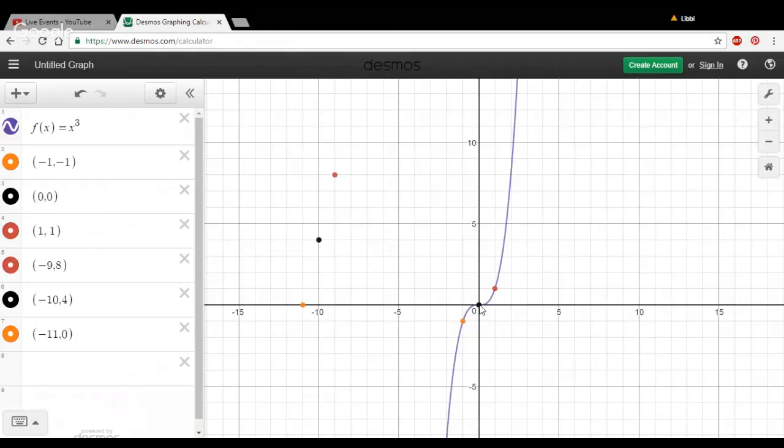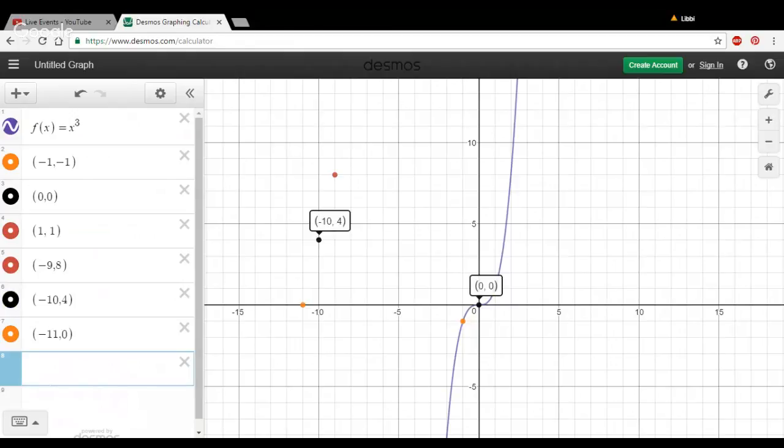So let's look at this. We have this point 0, 0, and it moves over to this point -10, 4. So we know it moves left on the x-axis 10 units, and it moves up on the y-axis 4 units.